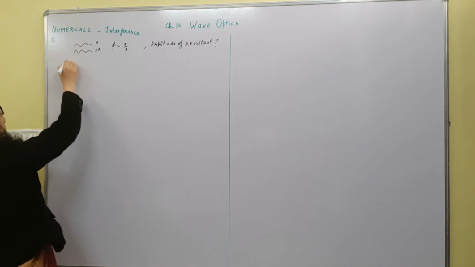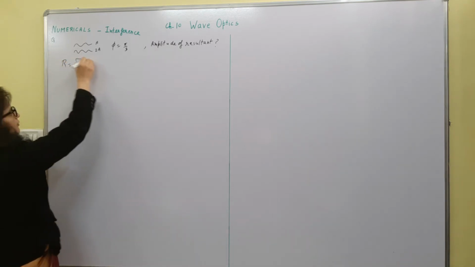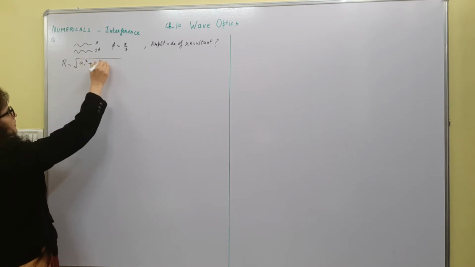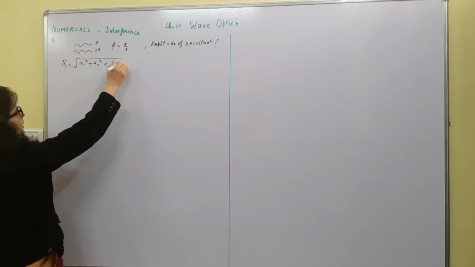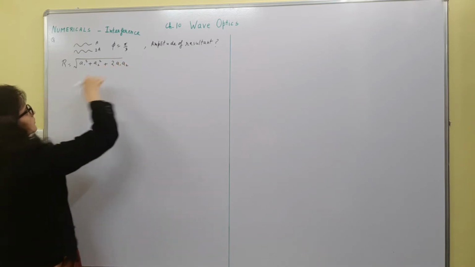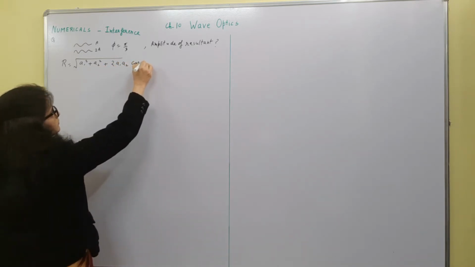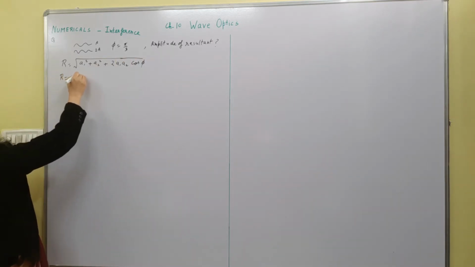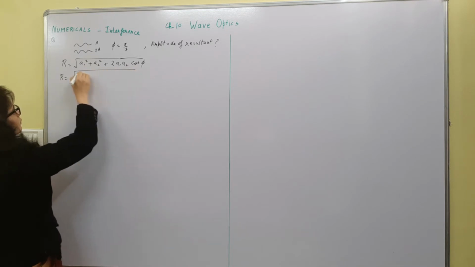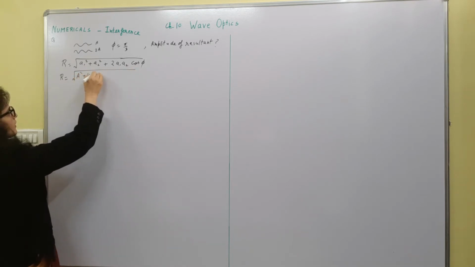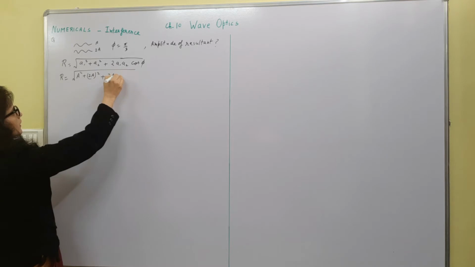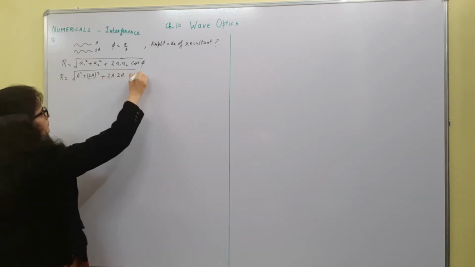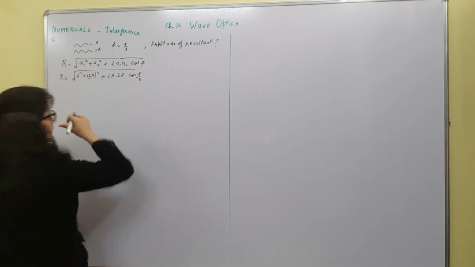So here we know the formula for the amplitude of the resultant is the square root of a1 square plus a2 square plus 2a1 a2 cos phi. Let's put the values. R is equal to the square root of a square plus 2a square plus 2a into 2a into cos of pi by 3.